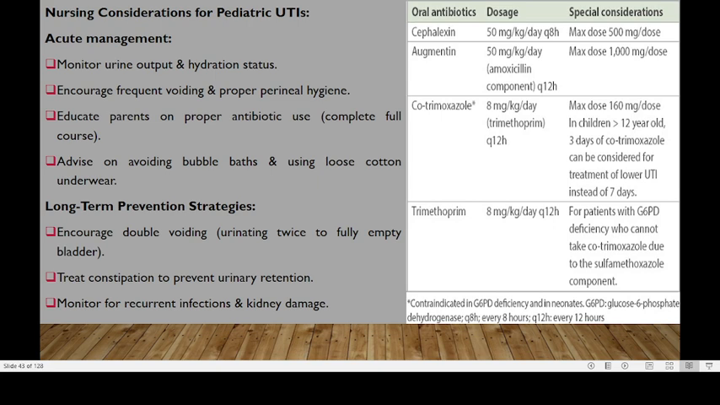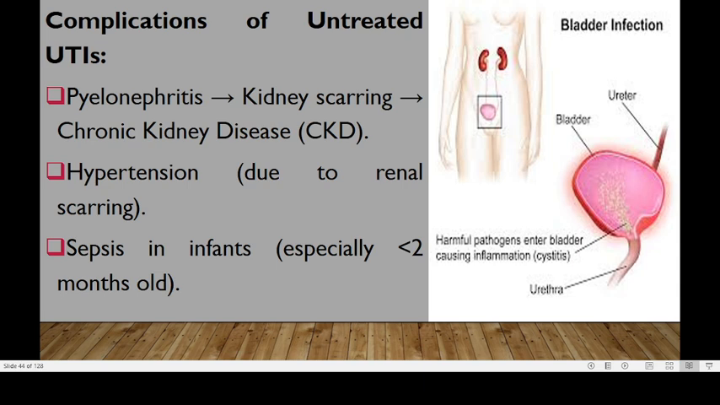For the long-term prevention strategies, you encourage double voiding, that is urinating twice, first to fully empty so that you are able to fully empty the bladder. You treat constipation to prevent urinary retention and you monitor for recurrent infection and kidney damage.